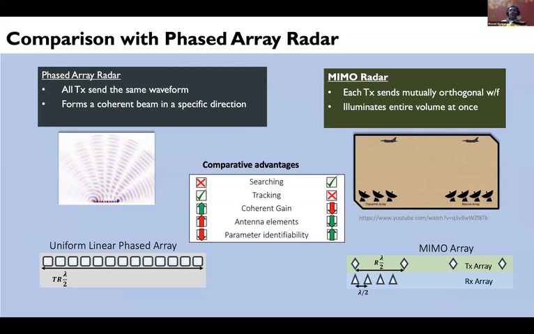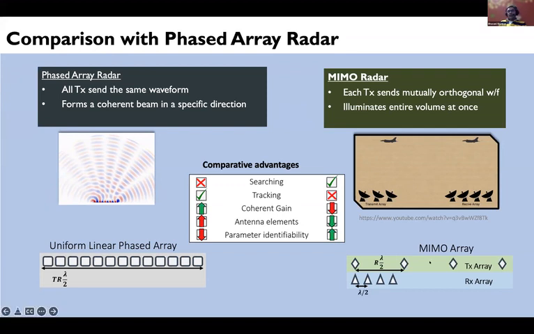That is not the case in MIMO radar. Everybody transmits mutually orthogonal waveforms, and the MIMO radar transmits a sort of isotropic radiation, while the phased array has a directive radiation. So if you want to track something, you would probably want a pencil beam, so phased array is better. While if I want to search a wider volume, MIMO radar is better. And so you have comparative advantages and disadvantages between the phased array and a MIMO radar with a particular configuration here.